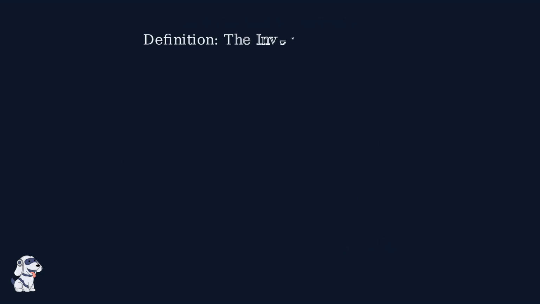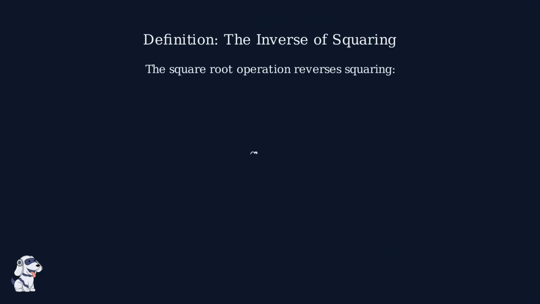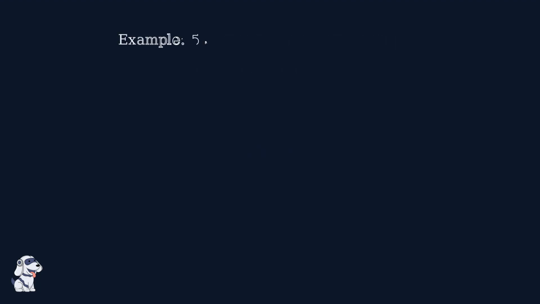The square root is the mathematical inverse of squaring a number. If we square a value x to obtain a, then the square root of a returns us to x. For example, 5 squared equals 25. Therefore, the principal square root of 25 is defined as 5.